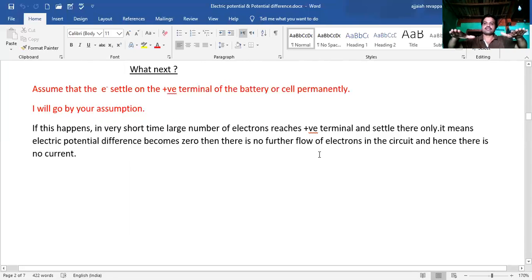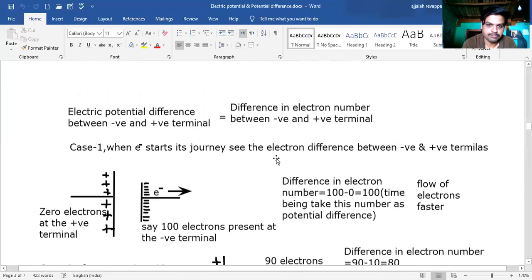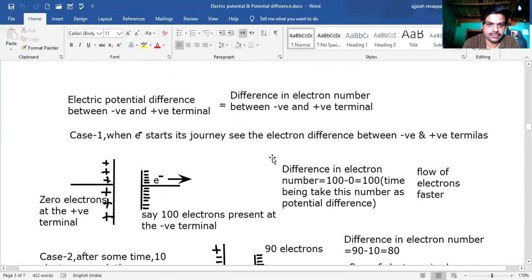If in two tanks the level of water remains the same, then there is no flow of water from either tank. In the same way, if the electric potential difference between the positive and negative terminal becomes zero, there is no flow of electrons. If there is no flow of electrons, no current flows. For the time being, try to understand this: we'll take the electric potential difference between the positive and negative terminal as nothing but the difference in electron number between them.